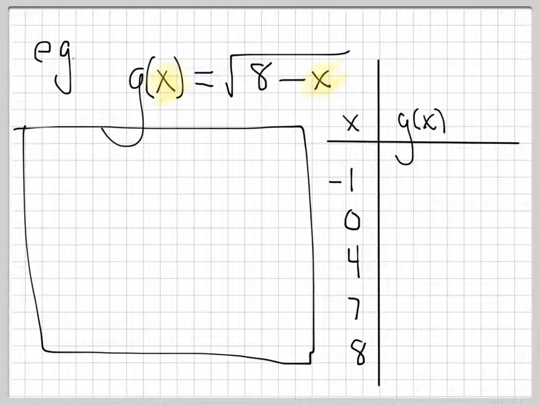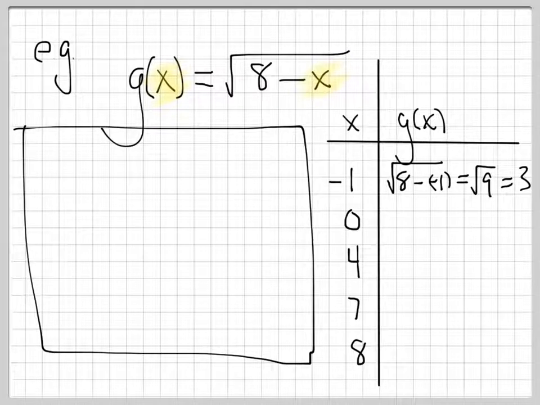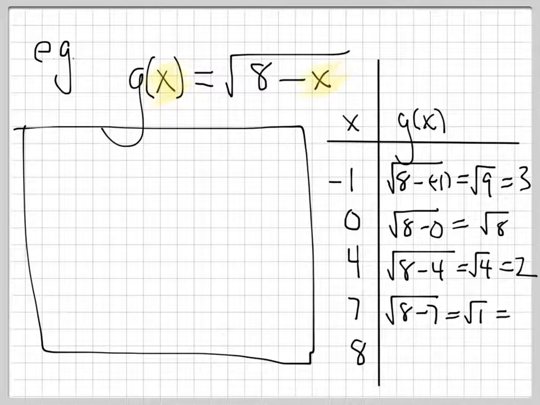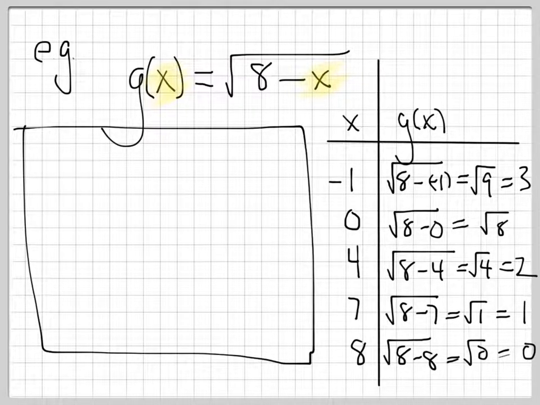And so what we get is the square root of 8 minus negative 1. 8 minus negative 1 is 9, so it's radical 9, which is 3. We get radical 8 minus 0, which is radical 8. That doesn't simplify. Radical 8 minus 4, which is radical 4, which is 2. Radical 8 minus 7, which is radical 1, which is 1. And radical 8 minus 8, which is radical 0, which is 0. So there are some values for our function g of x.